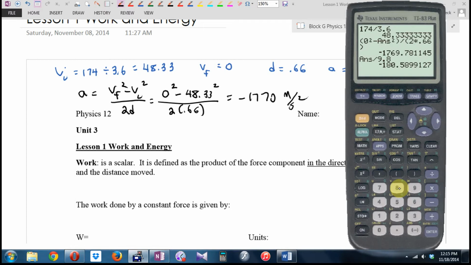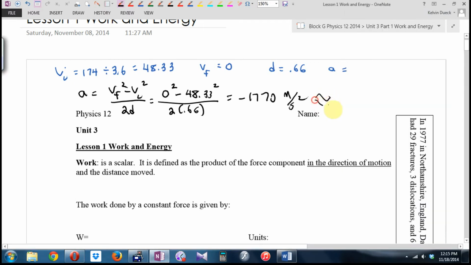181 G's. Again, that's the equivalent of having 180 people dogpile on him in a big column. He survived. It is approximately equal to 181 G's. Negative 181 because we're slowing down, but you usually don't put a sign on G's.